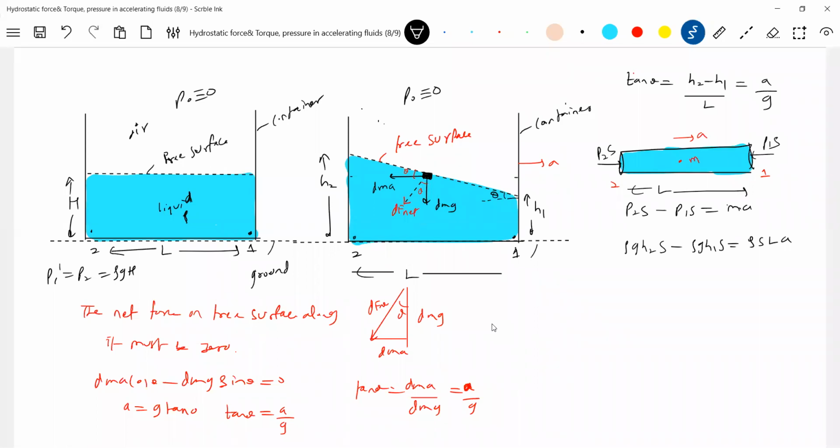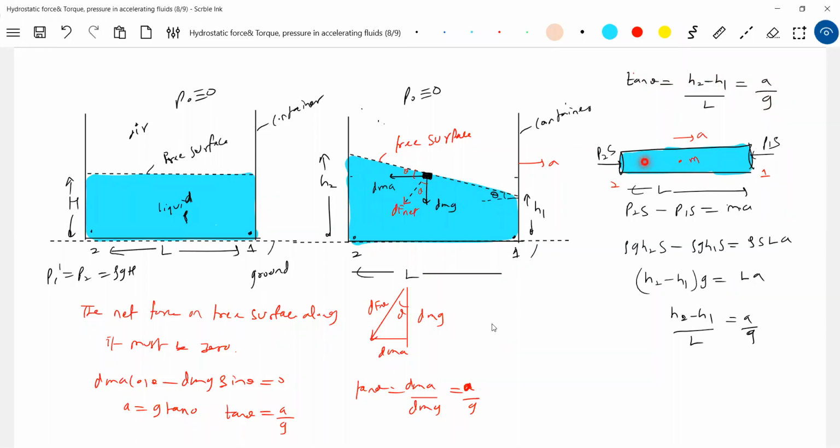Am I right or wrong? That is what I'm trying to check. So S will get cancelled, rho will get cancelled. So (h2 minus h1) into g is equal to L a. So (h2 minus h1) by L is equal to a by g. Same thing we got earlier from the geometry.